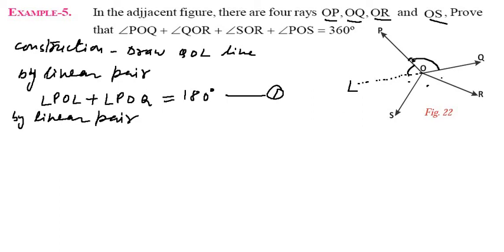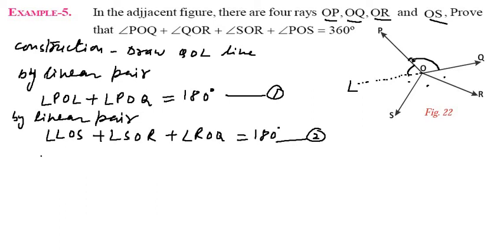The sum of these 3 angles will be equal to 180 degrees. So you can write here angle LOS plus angle SOR plus angle ROQ will be equal to 180 degrees. So this is your second equation. Adding the first and second equation.